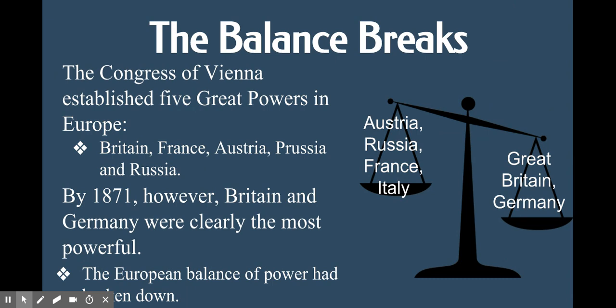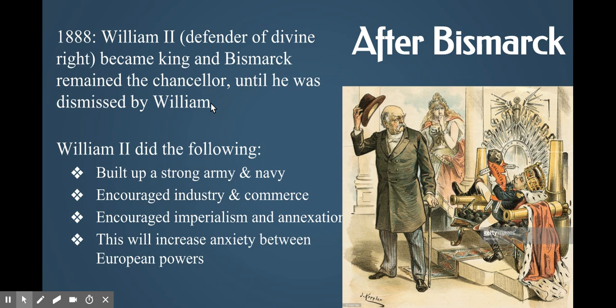And so what this does is this upsets the balance of power created by the Congress of Vienna in 1815. And so what happens is we start to see this balance of power shift. And by 1871, both Britain and Germany are the most powerful nations in Europe. So it has shifted, it has broken, and this is going to create tensions between these different states.